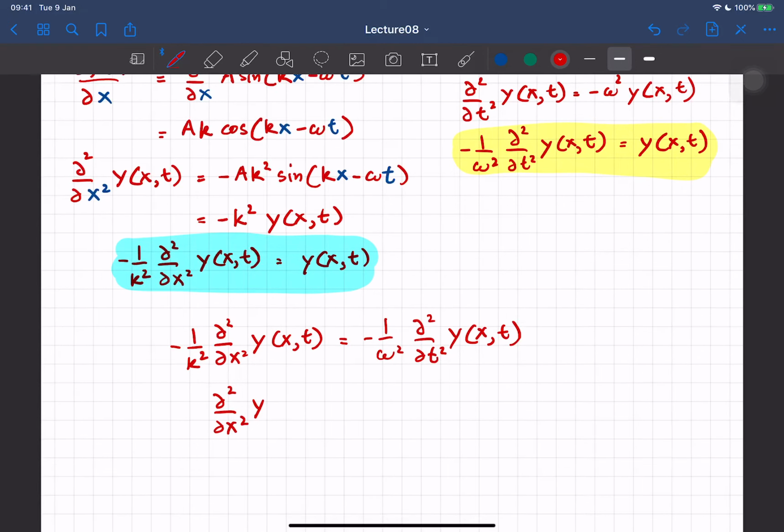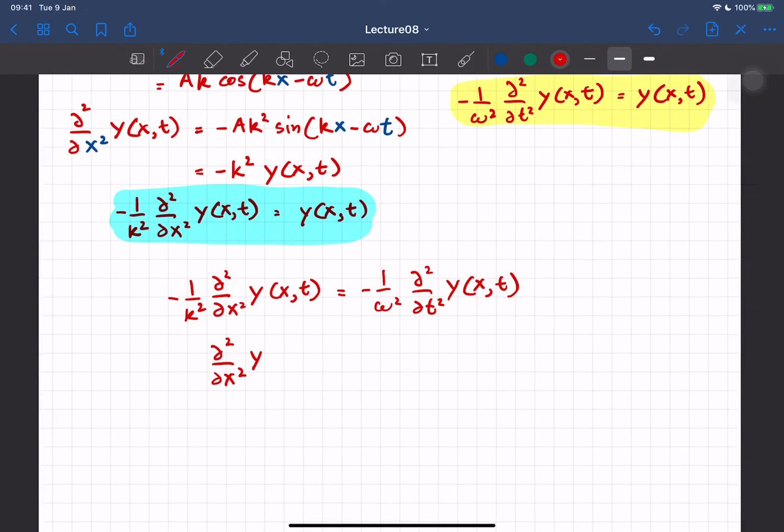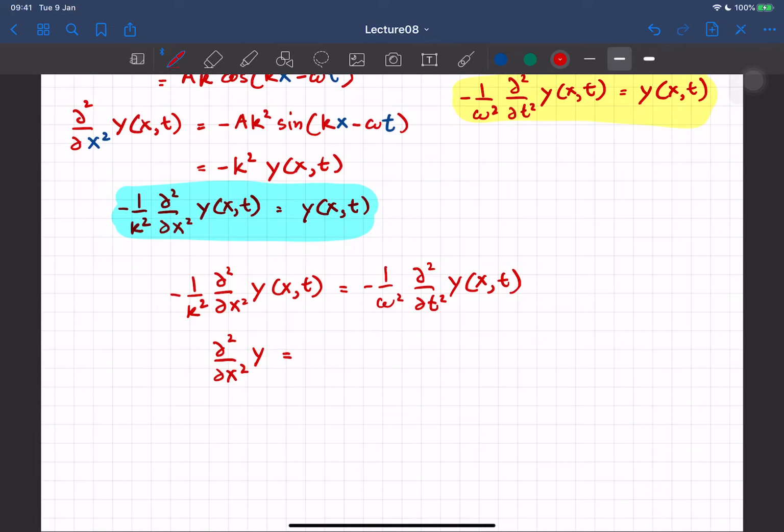Okay, so I'm not going to write y as a function of x and t again because that's kind of many times. It should be clear by now that y is a function of x and t. And then k over omega squared d^2/dt^2 of y, like this.